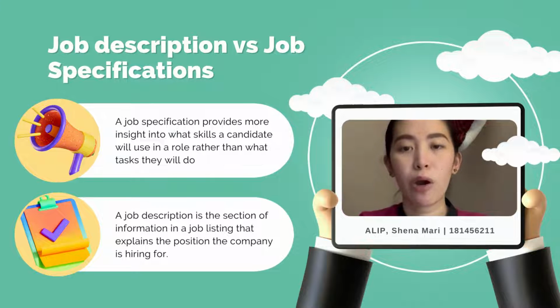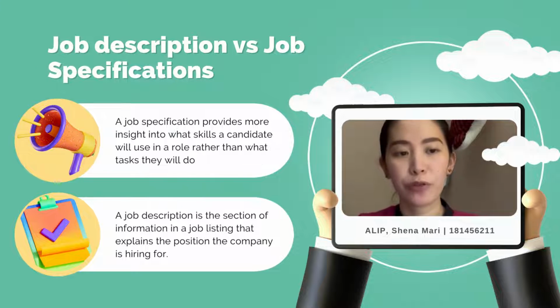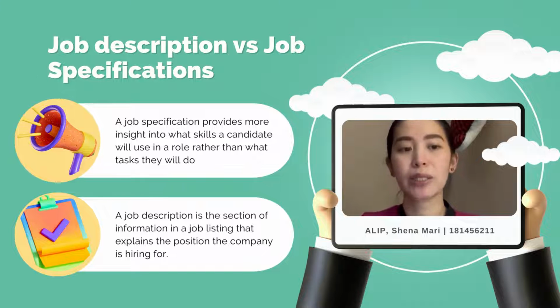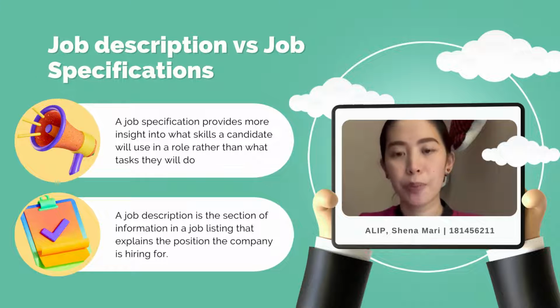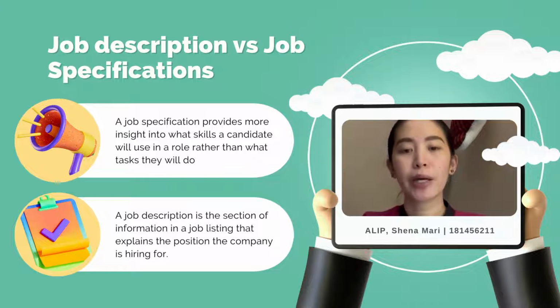Let's begin with a quick overview of the difference between a job specification and a job description. First, a job specification provides more insight into what skills a candidate will use in a role rather than what tasks they will do. Job specifications are used to write a job description. On the other hand, a job description is a section of information in a job listing that explains the position the company is hiring for. These are written by the hiring manager to entice the best qualified applicants to submit an application.